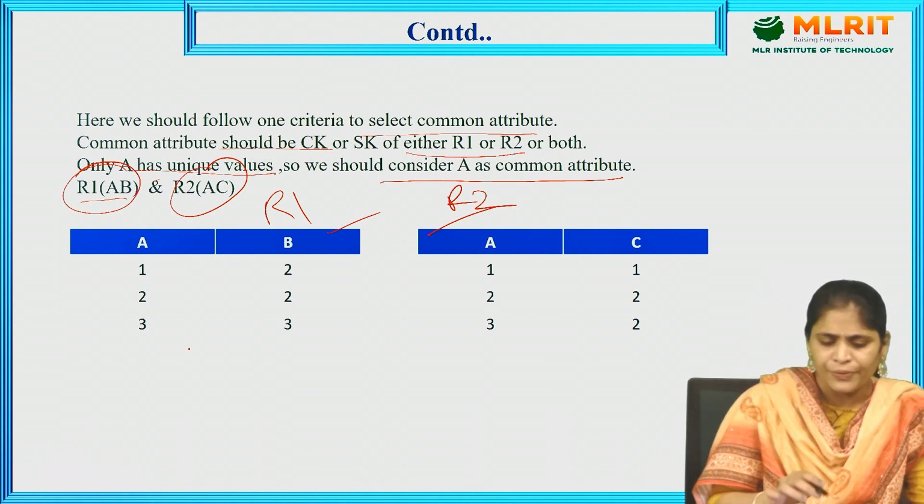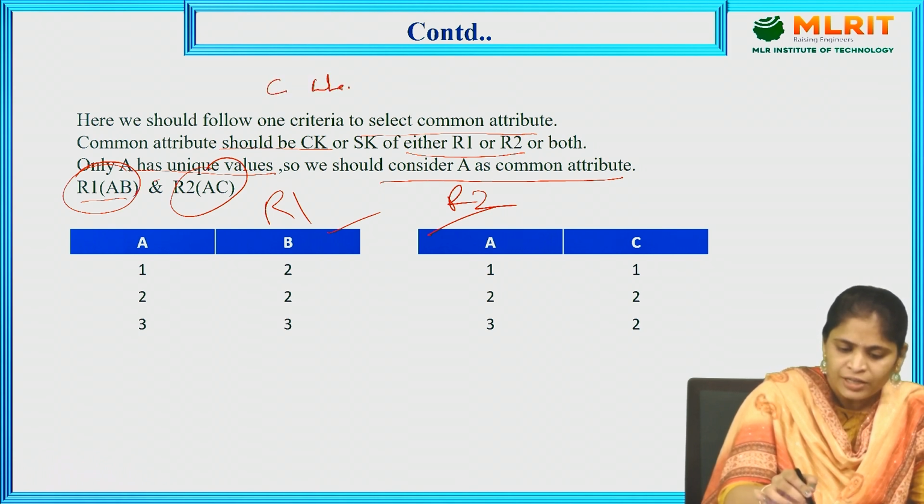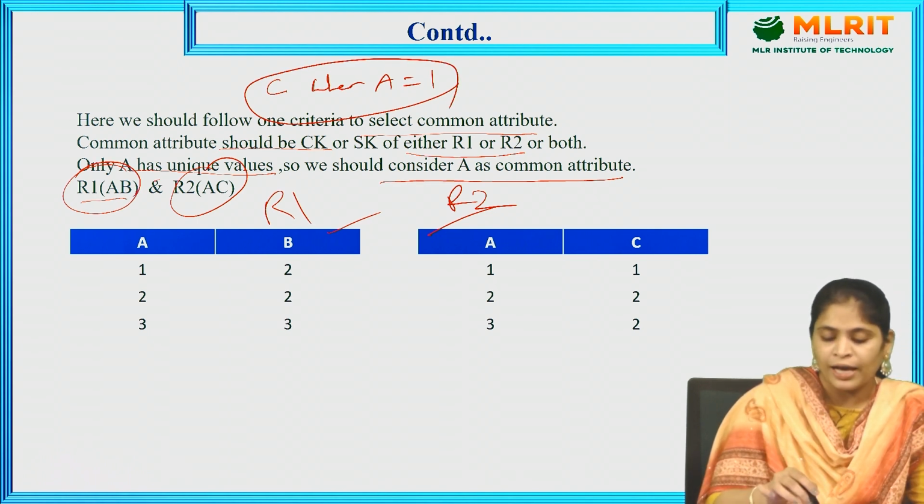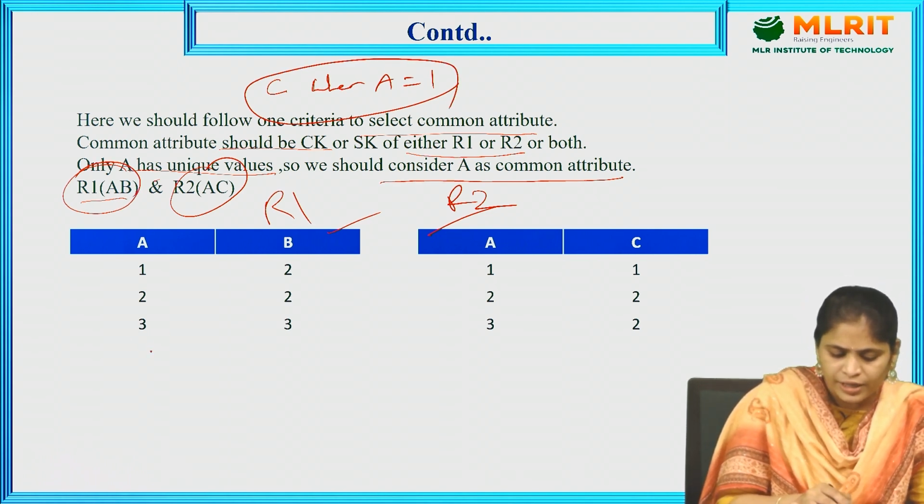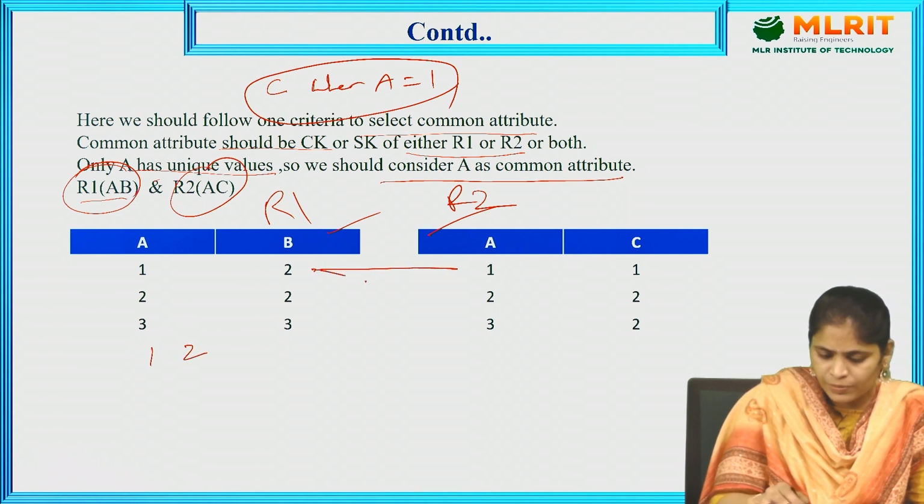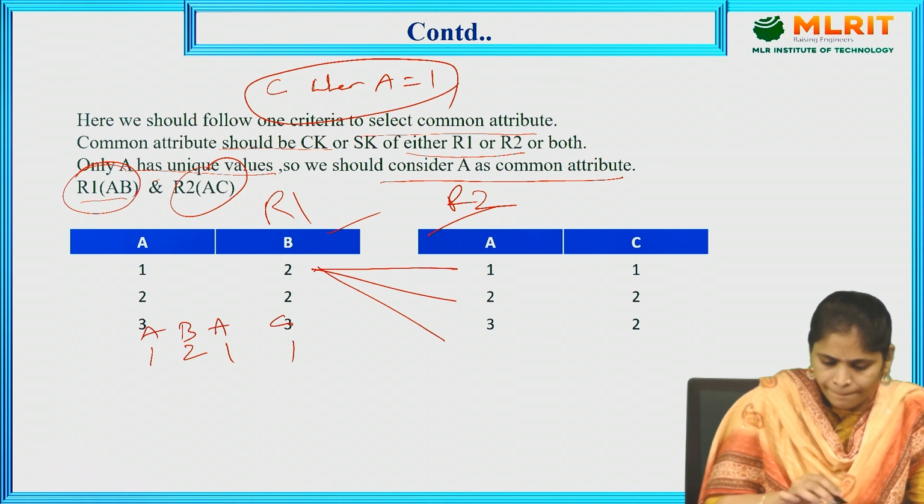For the same query, what I want is to find the value of C when A is equal to 1. This is my ultimate goal. I have 2 subtables, R1 and R2. Now let us do the join operation. What will we get? The first row will be mapped with all the 3 rows: 1, 2, 1, 1. Here A, B, A, C.